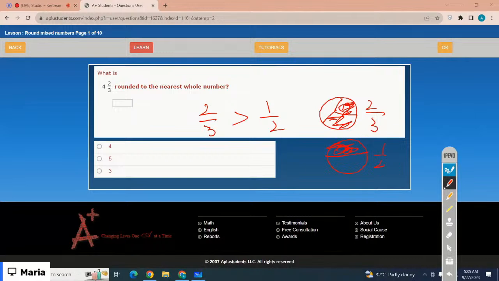So then you have to round off 4 to 5. The correct option is 5. Got it? You have to round this number to 5. Got it?